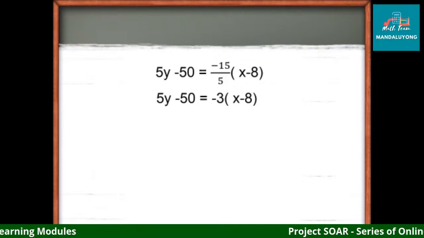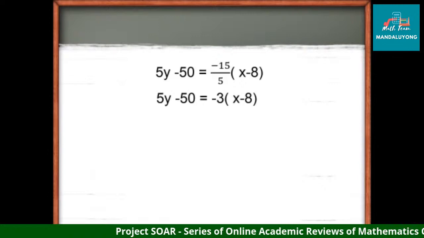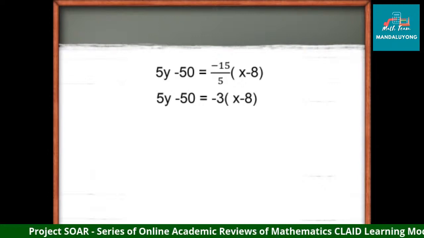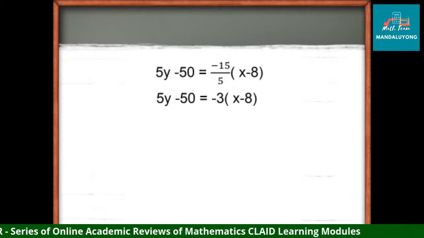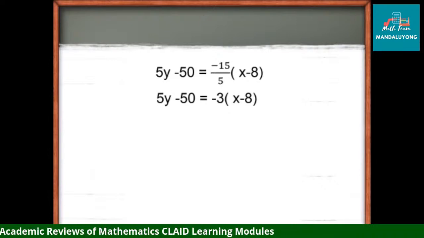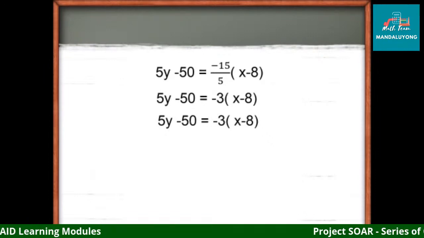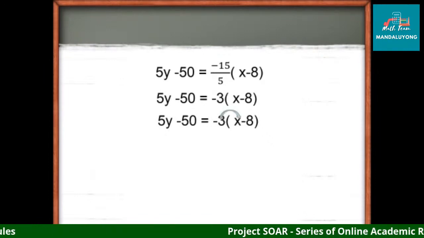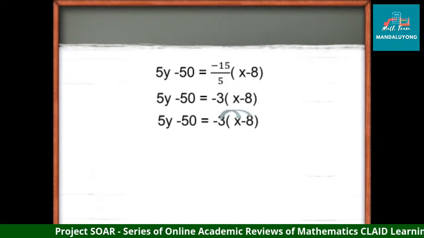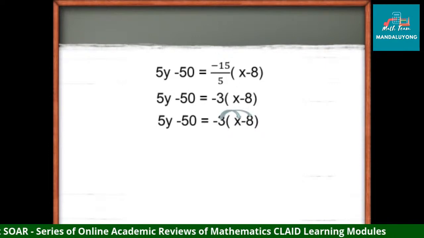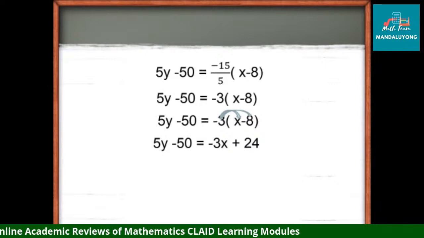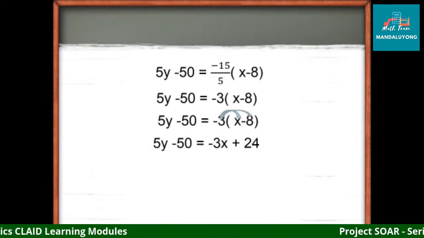Since there is a grouping symbol or parenthesis on the right side of the equation, we need to remove that by distributing negative 3 inside the parentheses. So the process goes like this. Negative 3 multiplied to x and negative 3 multiplied to negative 8. So the result is 5y minus 50 equals negative 3x plus 24.